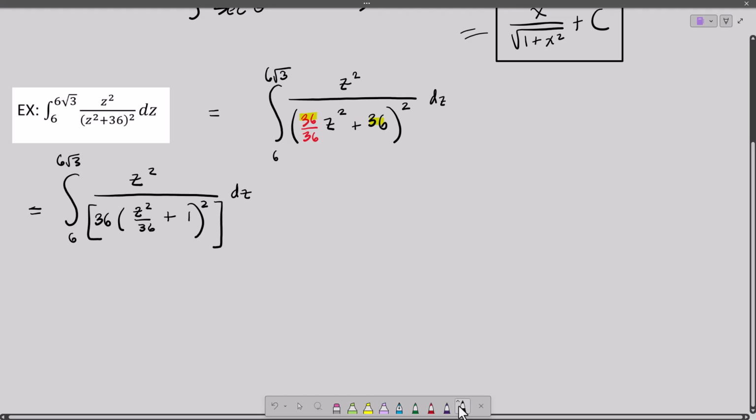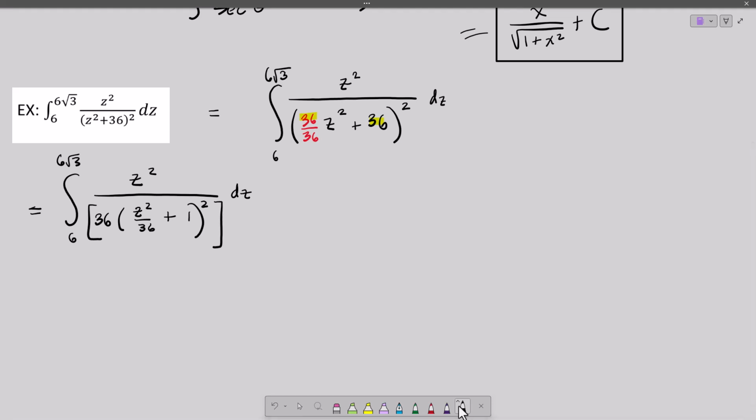So that 36 that gets factored out, do you see that it has a square attached to it when it comes out in the denominator in front of the integral? Whatever the power is, just like the last ones we've looked at, which had a square root, that square root had to stay attached to the factor that we pulled out. Similarly here, the power is a 2, so it has to stay attached. And then we're going to have z over 6 squared plus 1 quantity squared.